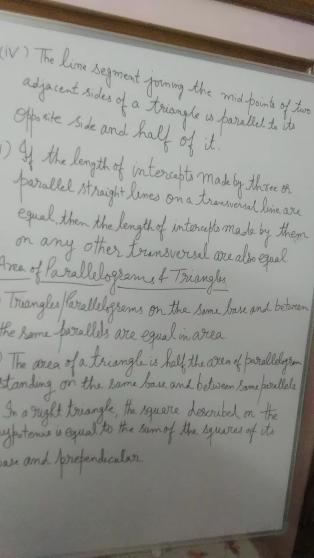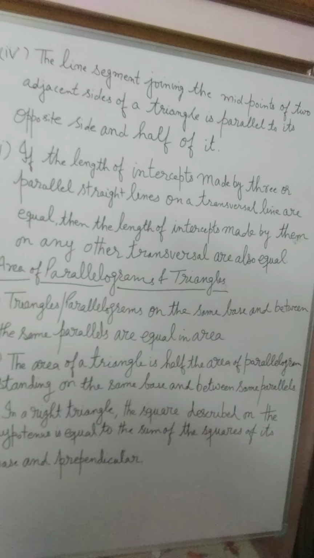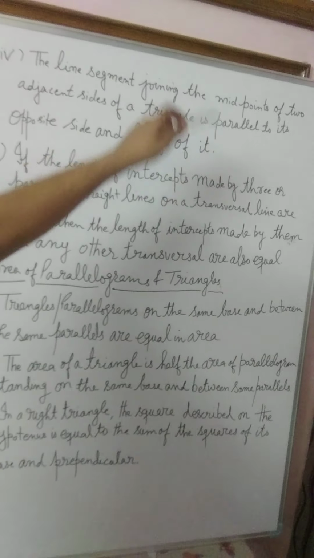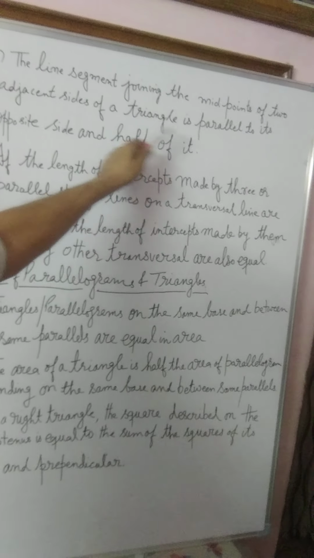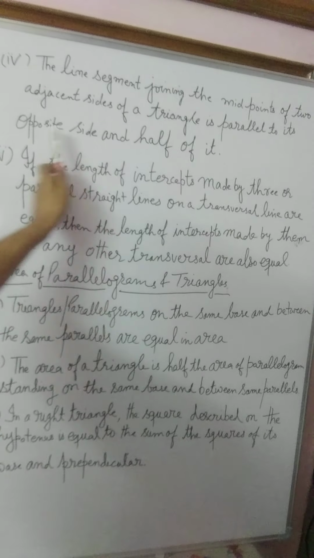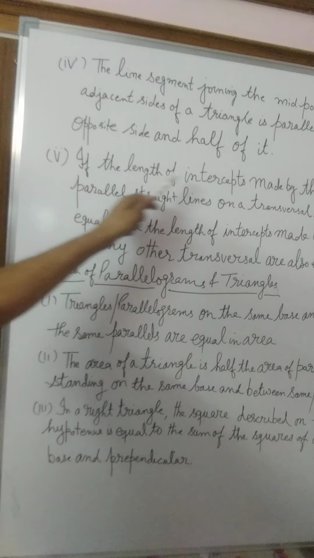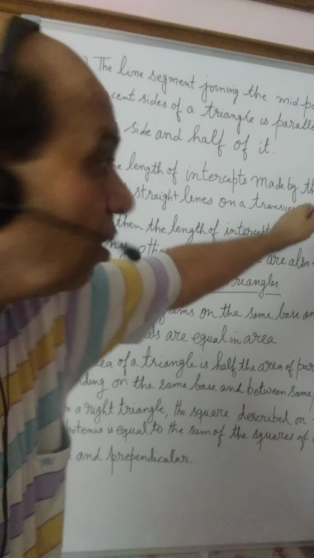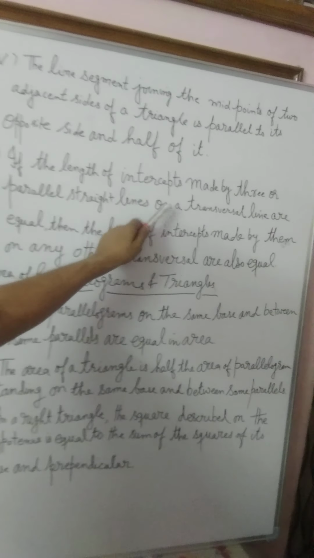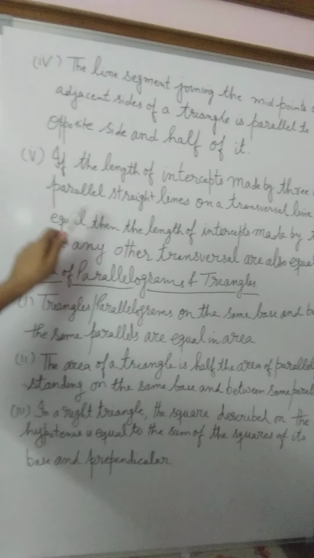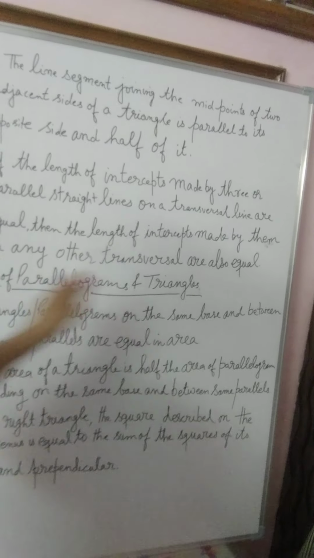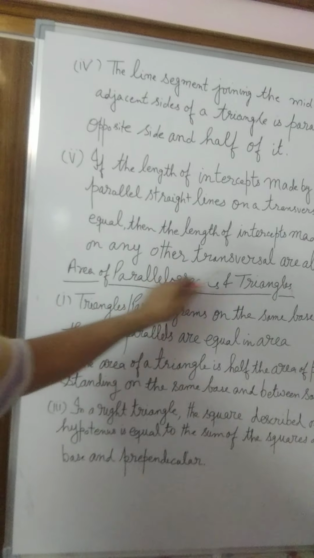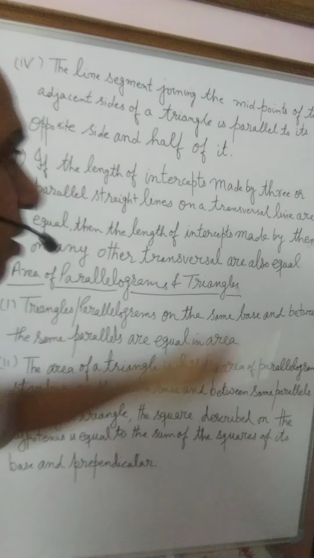Next, number 4 is a very important theorem. The line segment joining the midpoints of any two sides of a triangle is parallel to its third side and half of it. Number 5. If the lengths of intercepts made by three or more parallel straight lines on a transversal line are equal, then the lengths of intercepts made by them on any other transversal are also equal.